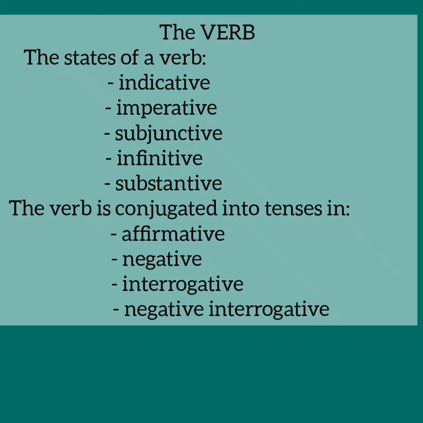Why is it considered as such? There are two reasons. The first reason is that verbs may appear in any one of the following states. A, the indicative. B, the imperative. C, the subjunctive. D, the infinitive. And E, the substantive. The second reason is that verbs have to agree with various subjects in an equation called subject-verb agreement.